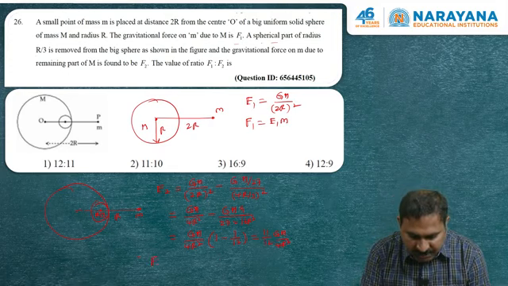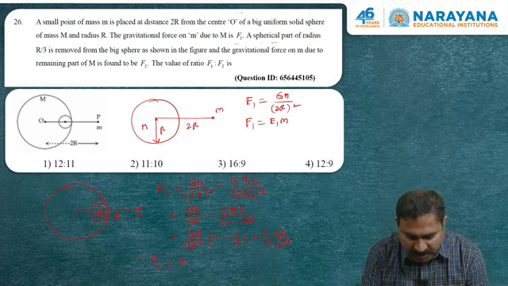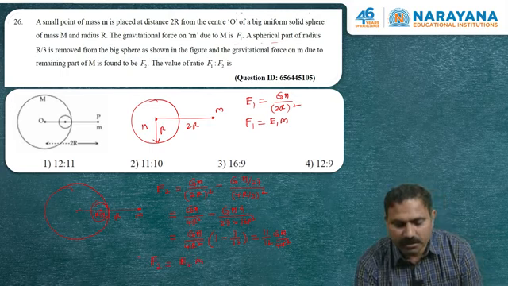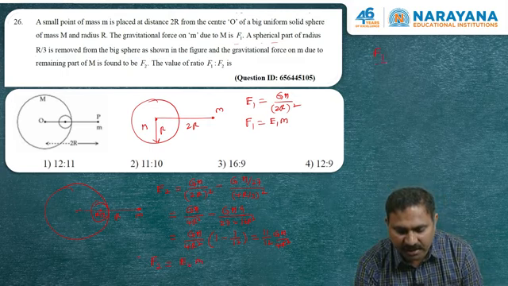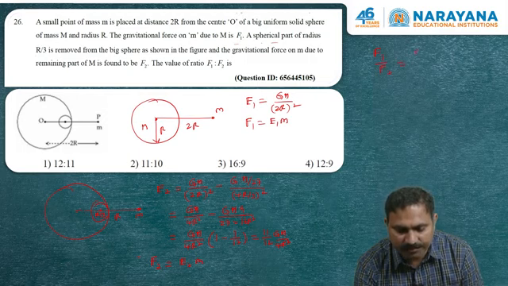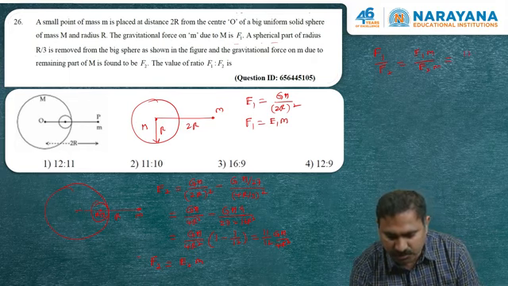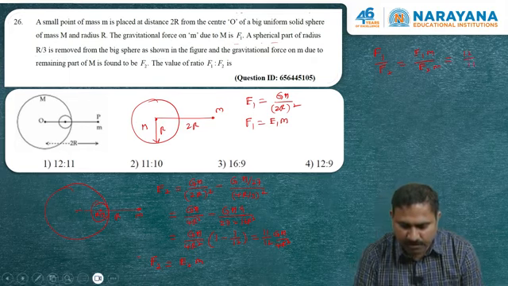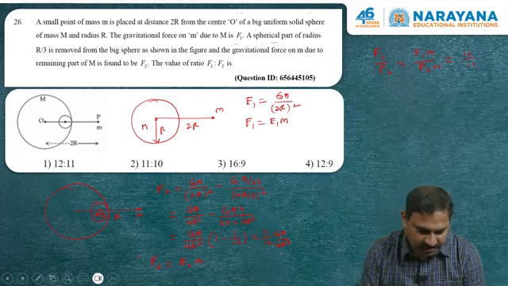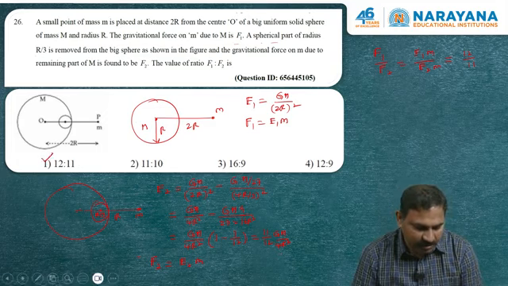Now, the force experienced in the second case is equal to E2 into m. The ratio of F1 and F2 will be E1 into m by E2 into m. So, it is clear from this that it comes out to be 12 by 11, as GM by 4r square gets cancelled. So, the first option will be the correct answer.